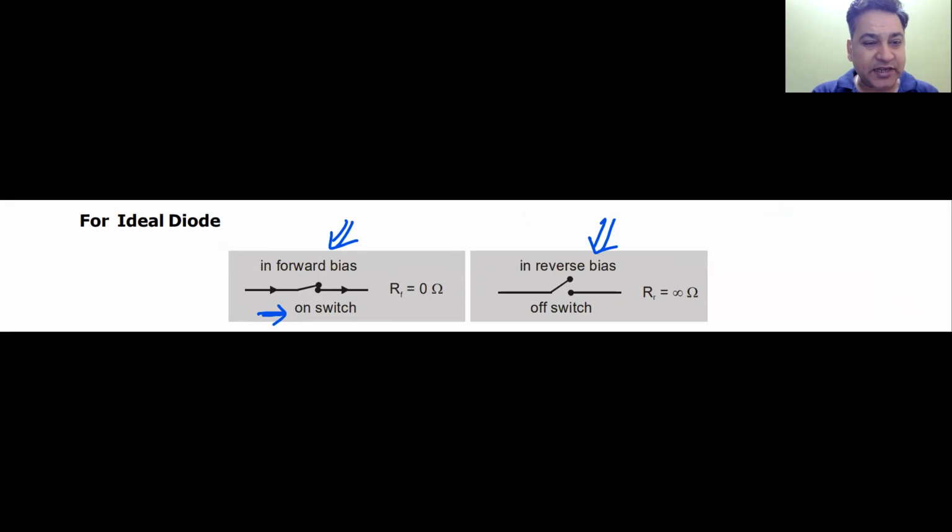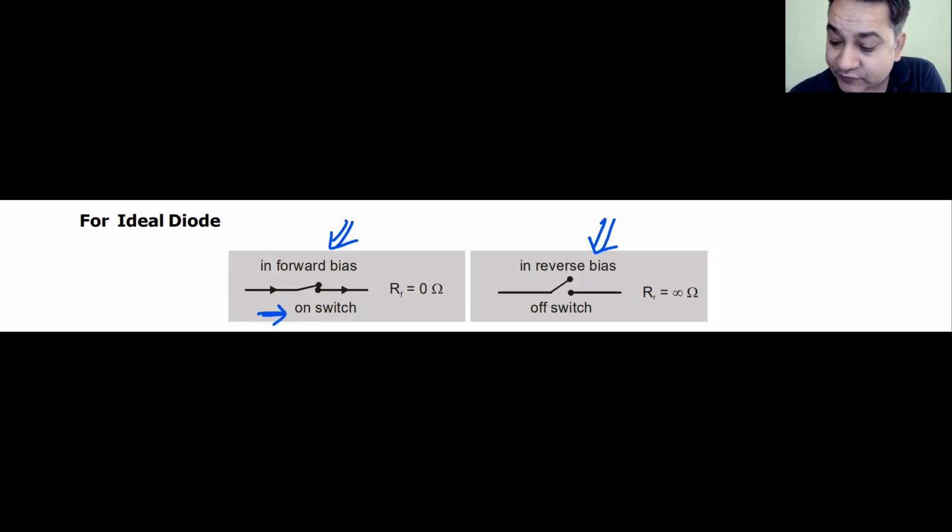So, a PN junction diode is basically a switch. In forward bias, the switch is on. In reverse bias, the switch is off. Will you remember this? Then please note it down with the diagram.